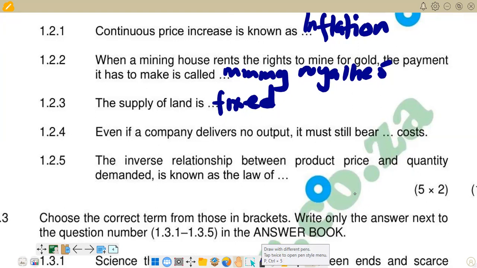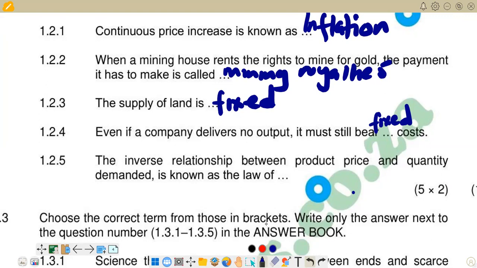So now, with the responses to the question here, it must bear fixed costs. So fixed cost becomes the response that we have here: even if a company delivers no output, then it must bear fixed costs. Then we go to the next one.